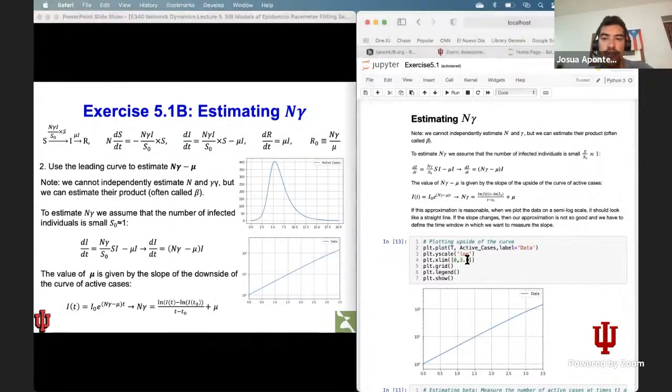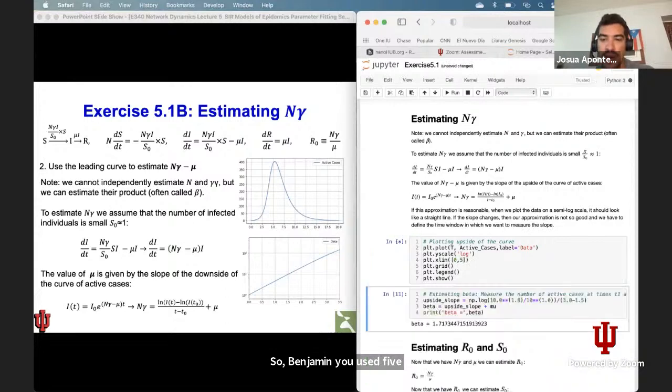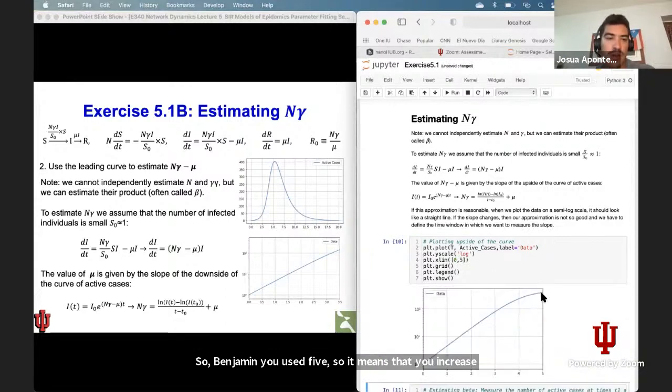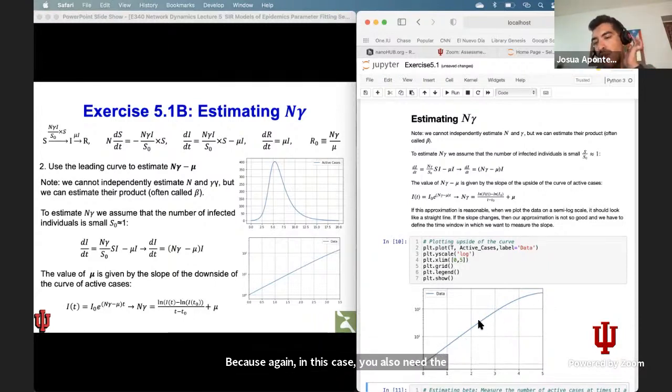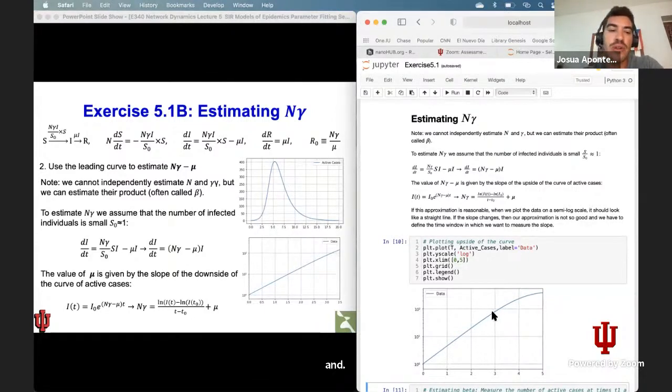So Benjamin, you used 5, so it means that you increased the range over which you were looking at the curve. Because again, in this case, you also need the curve to look like a straight line to be able to estimate the slope and for your assumption that you're in the leading part of the curve to be correct.